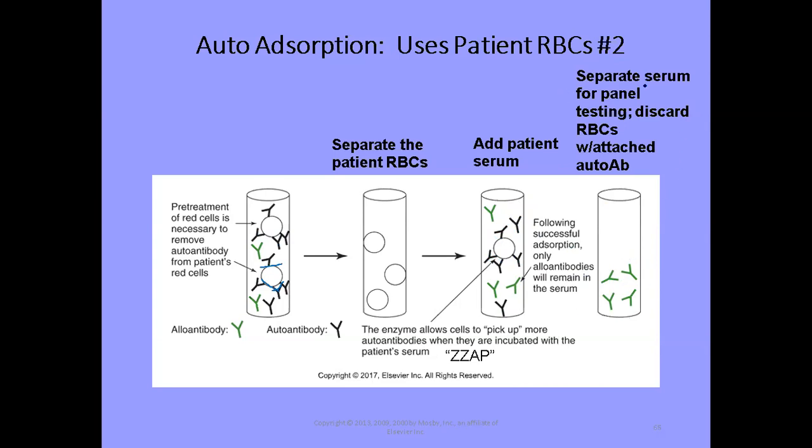So we're going to separate the serum for the panel. This is what we're going to use to test for the panel. Throw away the red cells that have the autoantibody attached. This is what we use for the panel testing, and we're going to be able to identify this underlying alloantibody since we're able to remove the autoantibody. So adsorption basically removes autoantibodies from patient serum.